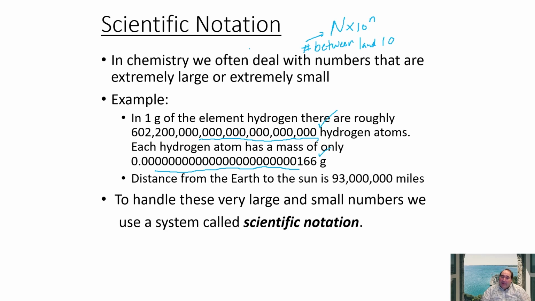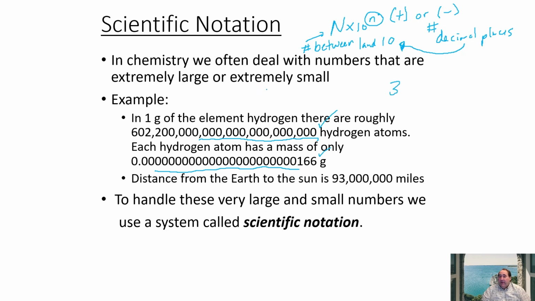Times 10 to the little n here. And this little n is either a positive or a negative number. And it really depends on how many decimal places you needed to move to basically get yourself to a number between 1 and 10. And again, depending on which way you do that, maybe a positive exponent or a negative exponent.